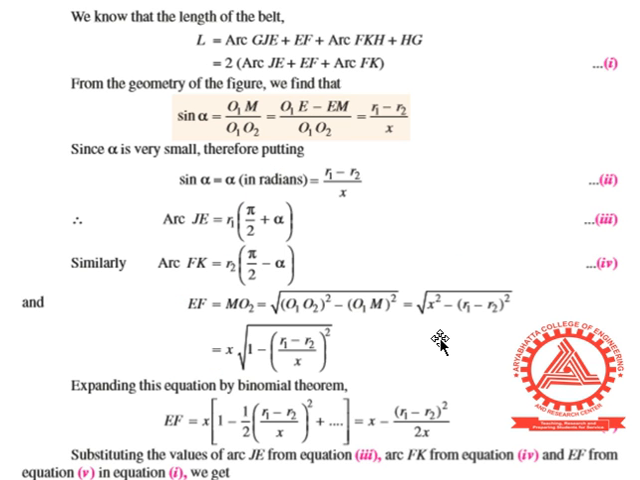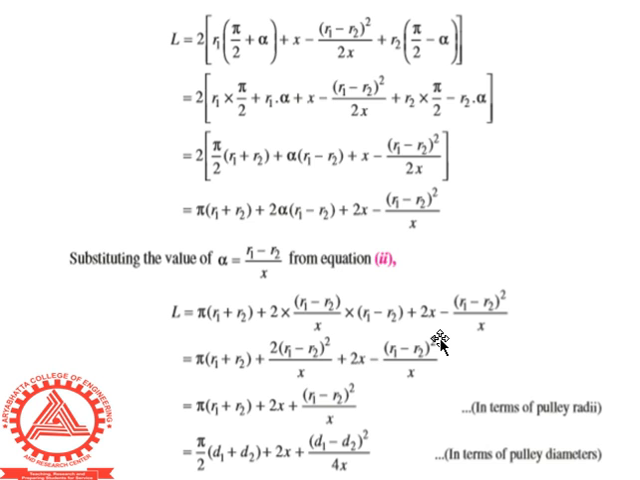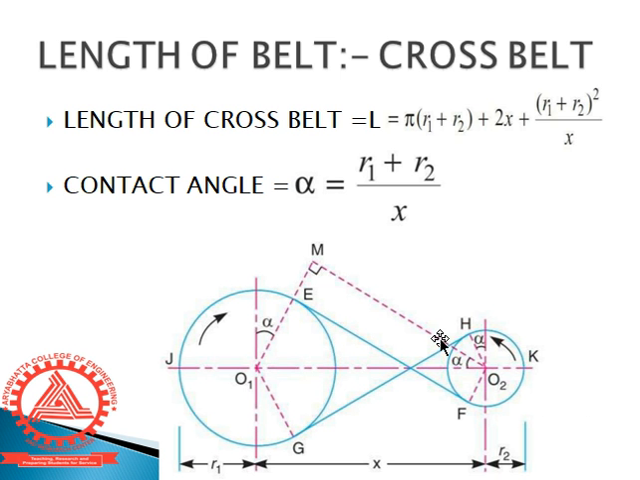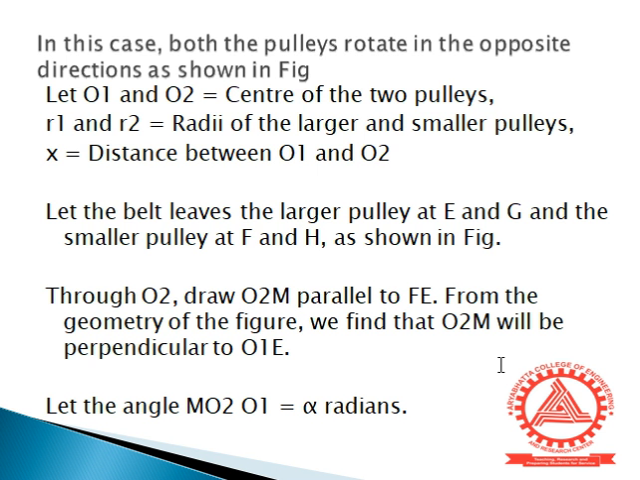Now with a simple mathematical calculation we can find out the length of the belt, which will be written in the formula. In the case of the cross belt system, the angle subtended for both the follower and driver pulleys is 90 plus alpha, over here also and over here also. We have to take this into consideration.